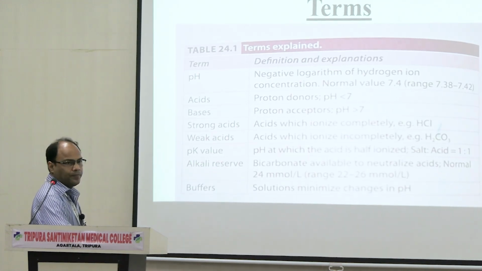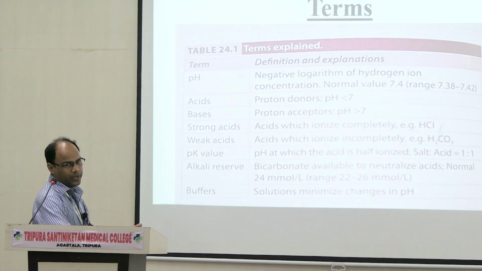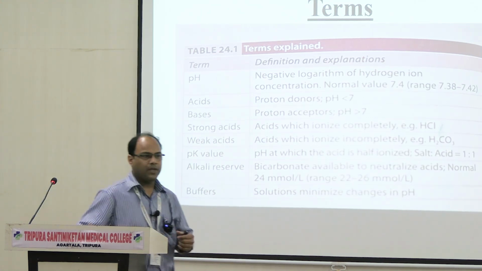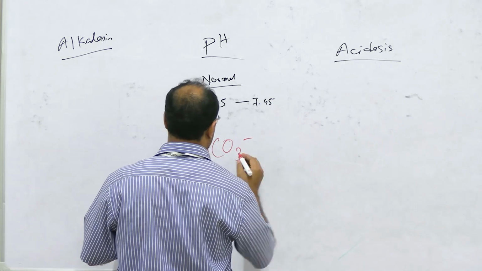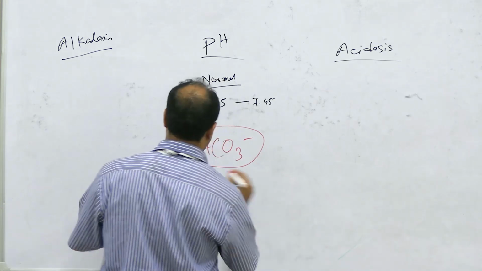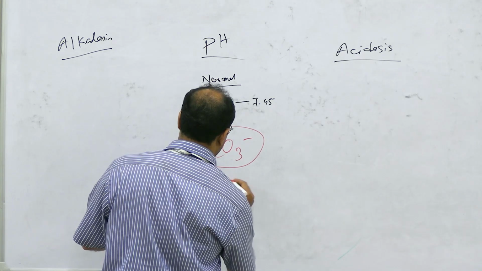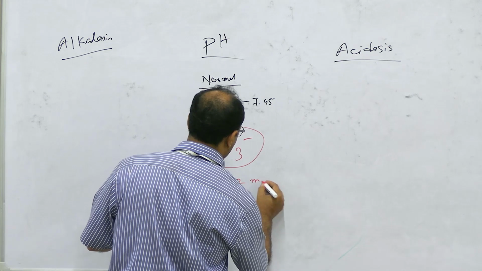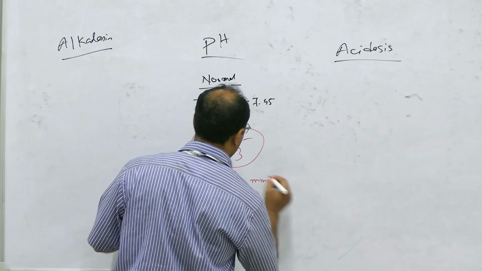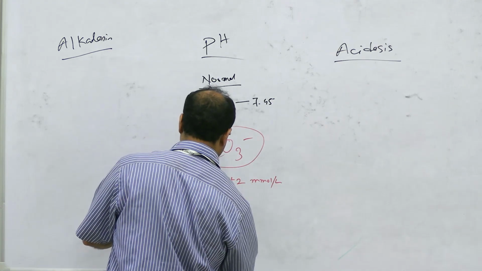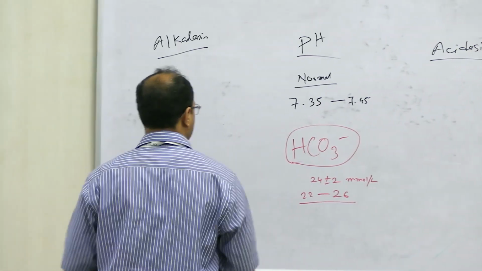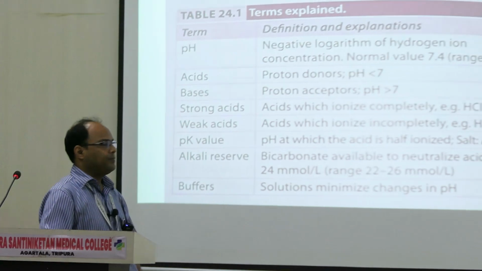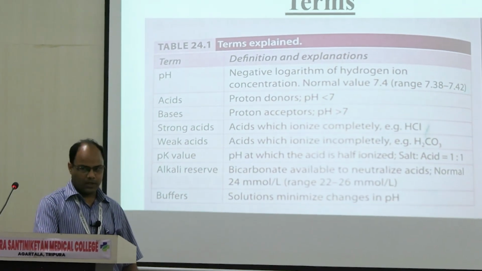What is alkali reserve? Here it is the bicarbonate reserve in our body. Bicarbonate is HCO3 minus. This is called bicarbonate. Normal range 24 plus minus 2 millimole per liter. That means 22 to 26. This is the normal range. In our body, bicarbonate reserve is there. It is about 22 to 26 millimole per liter.